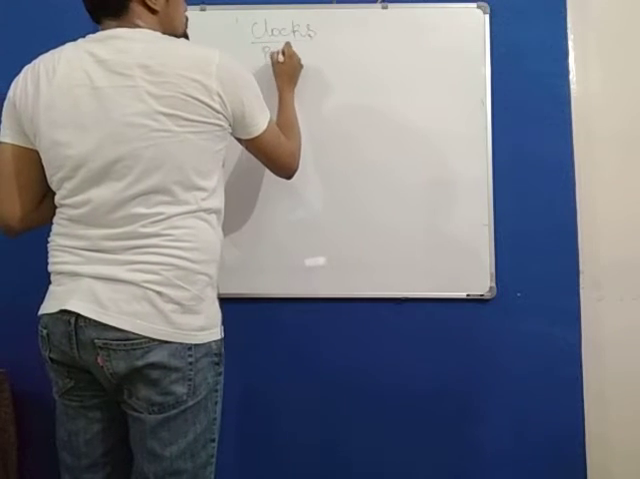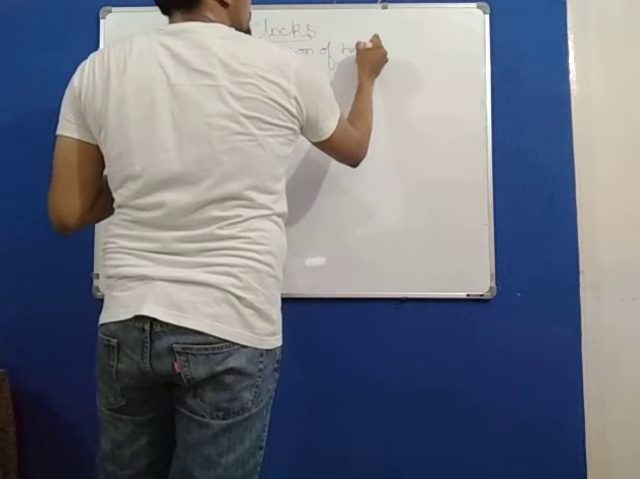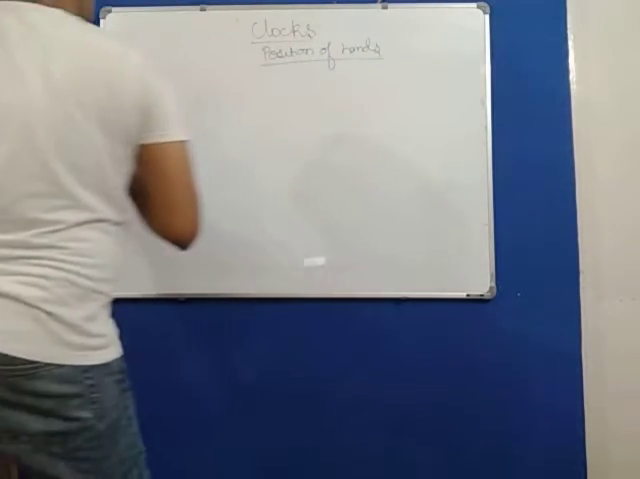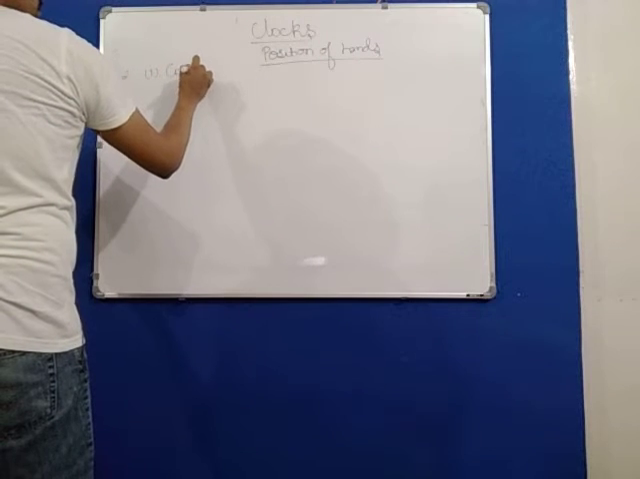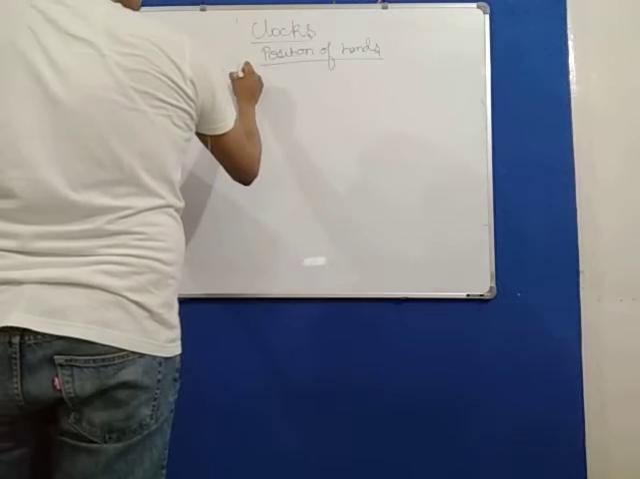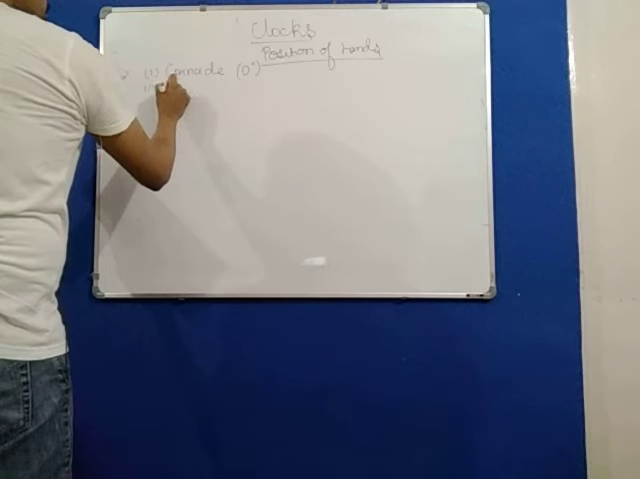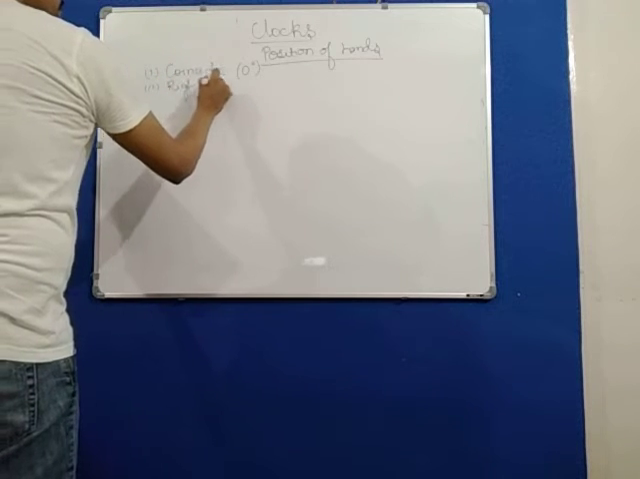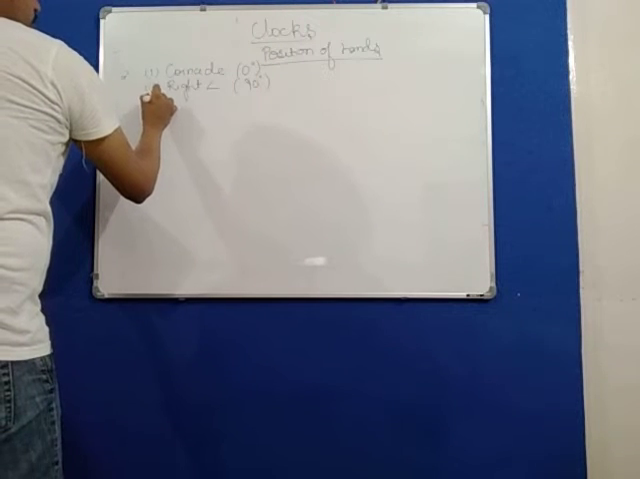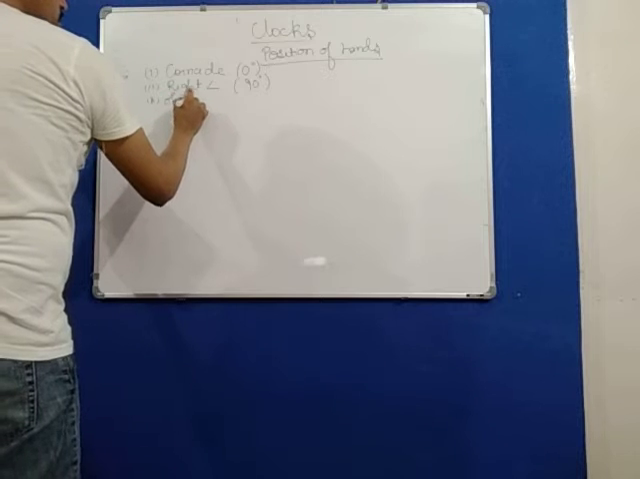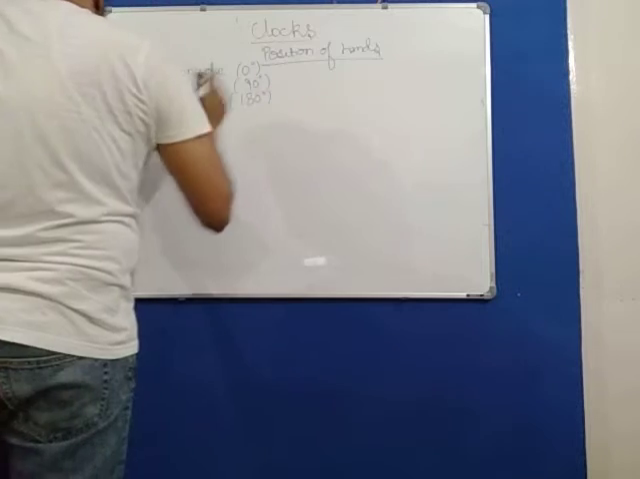Now we have the concept of position of hands. The two hands of the clock, that is the minute hand and the hour hand, can either coincide, that is the angle between them in that particular case will be 0 degrees, or they can be at right angles to each other, that is 90 degrees, or they can be opposite to each other, that is the hour and minute hand make 180 degrees with each other.